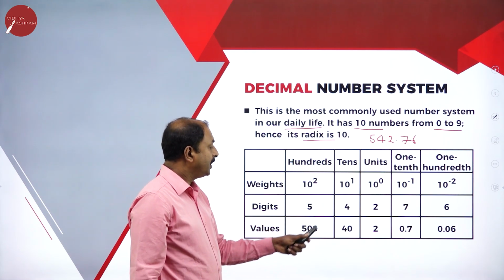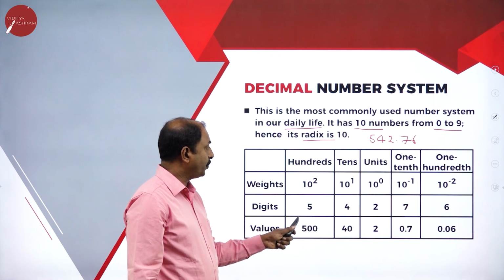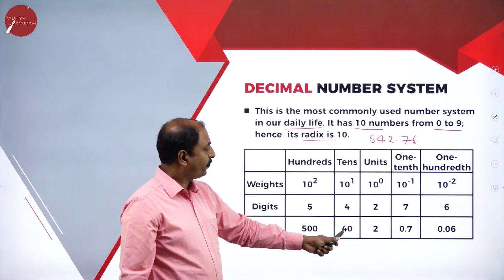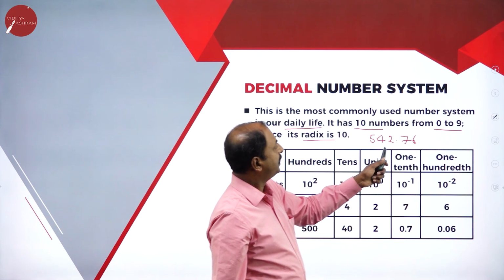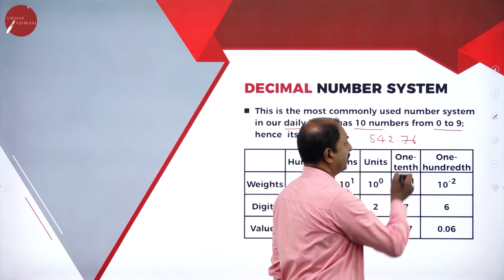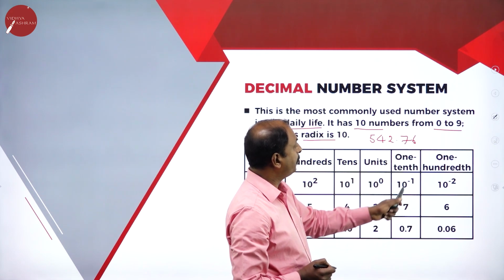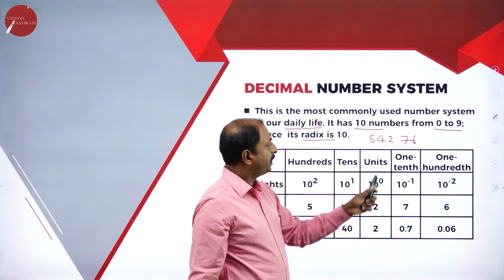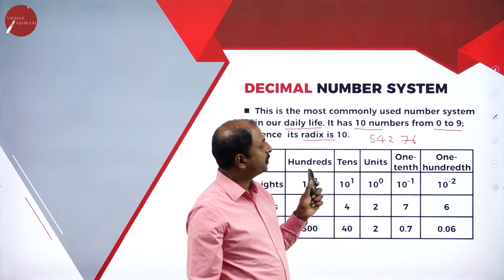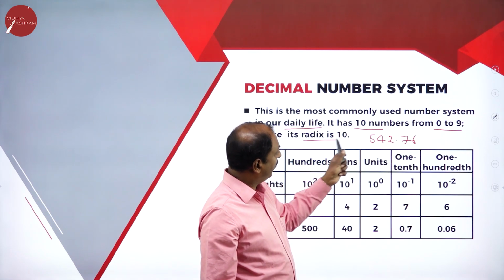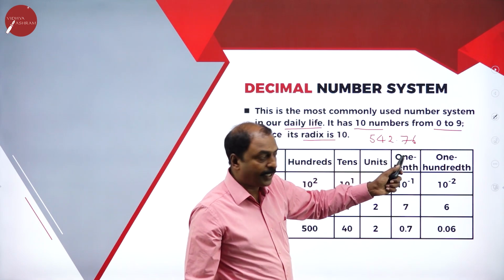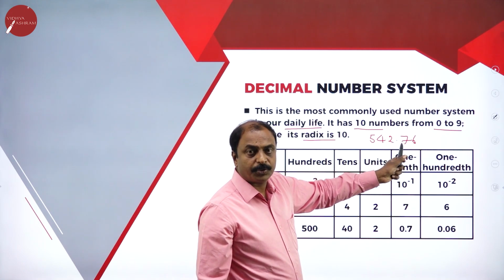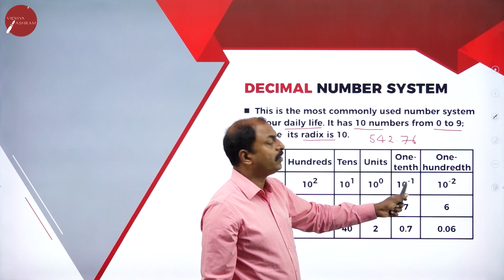So this is the positional value of 5. Similarly 40 and 2. So next one is after the decimal point. From here we start with -1. Here, before the decimal point, we start from right to left. This is 10 to the power of 0. But here, after the decimal point, the positions start with 10 to the power of -1.